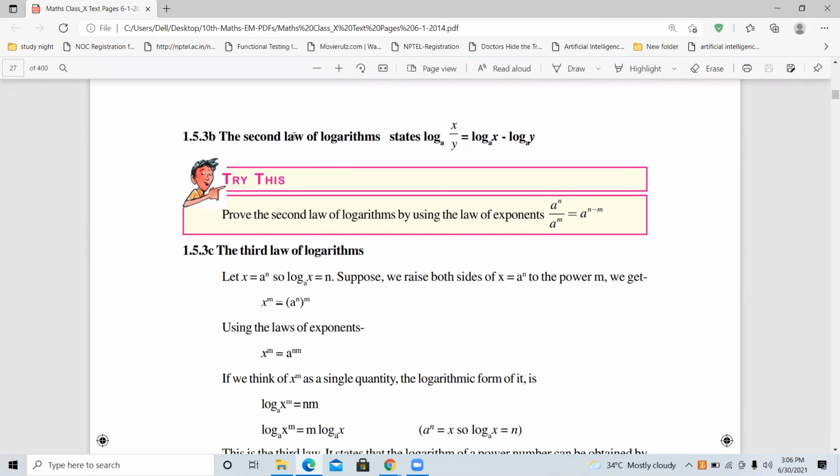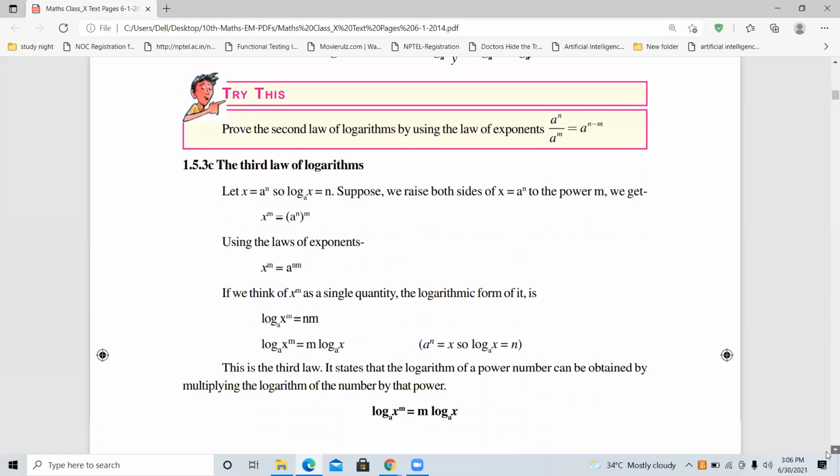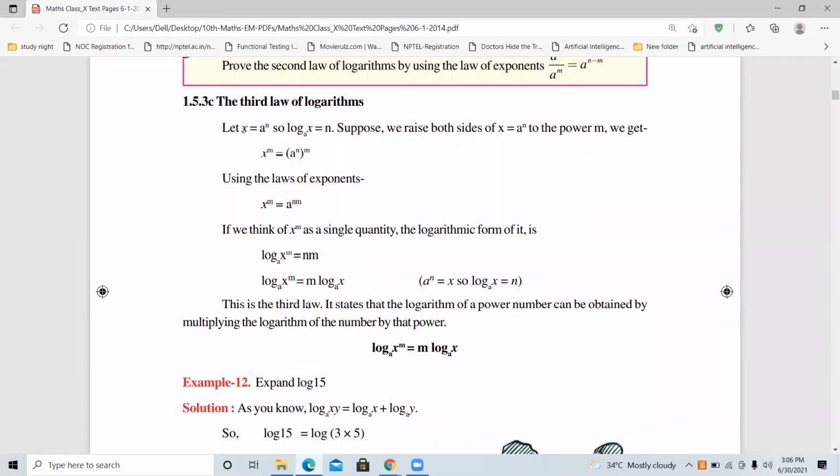And you all try to prove the second law of logarithm, and it will be like this: log of x by y base a equal to log of x base a minus log of y base a. We have to prove this second law of logarithm using the second law of exponent, a power n by a power m equal to a power n minus m. And the third law of logarithm will be like this.